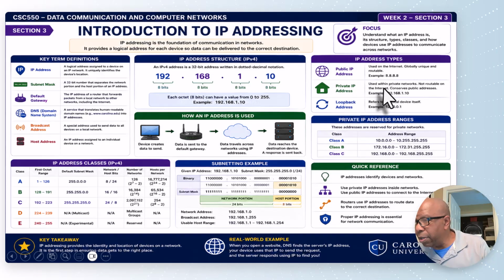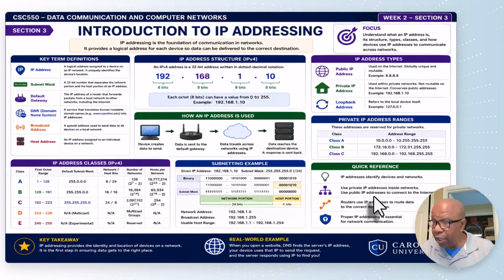Private IP address, again, is internal. And loopback refers to the local device itself. This goes back to uniquely identifying a particular device and where it's located. IP addresses identify devices and networks. Use private IP addresses inside of networks, and routers use IP addresses to route data to where it should be going.